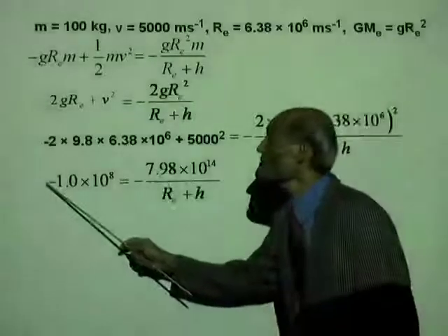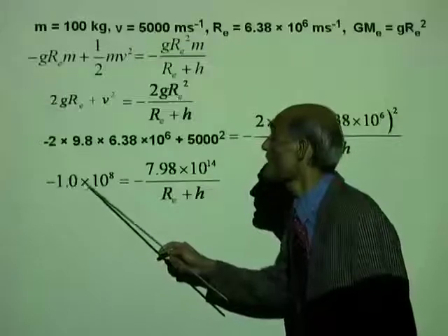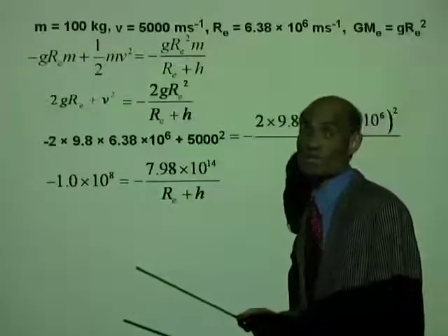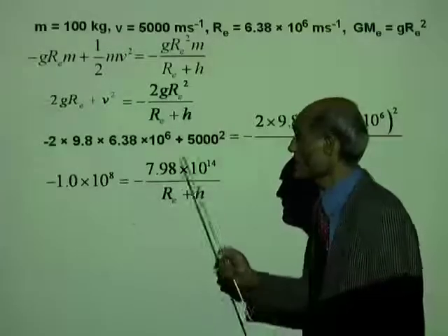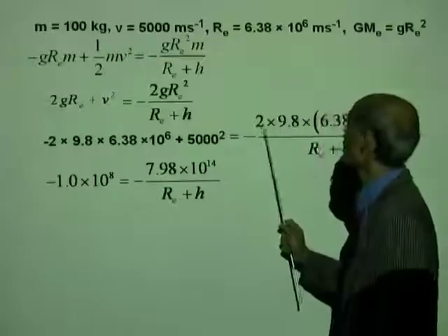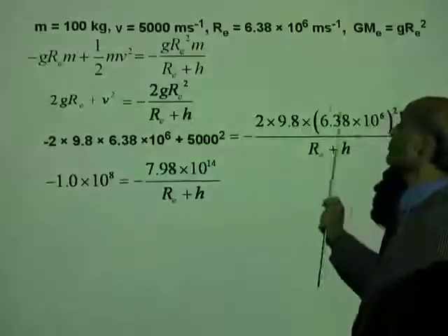The left side gives me negative 1 times 10 to the 8. Alright, I hope you agree with me. Check it. The numerator on the right side, I get 7.9 times 10 to the 14.